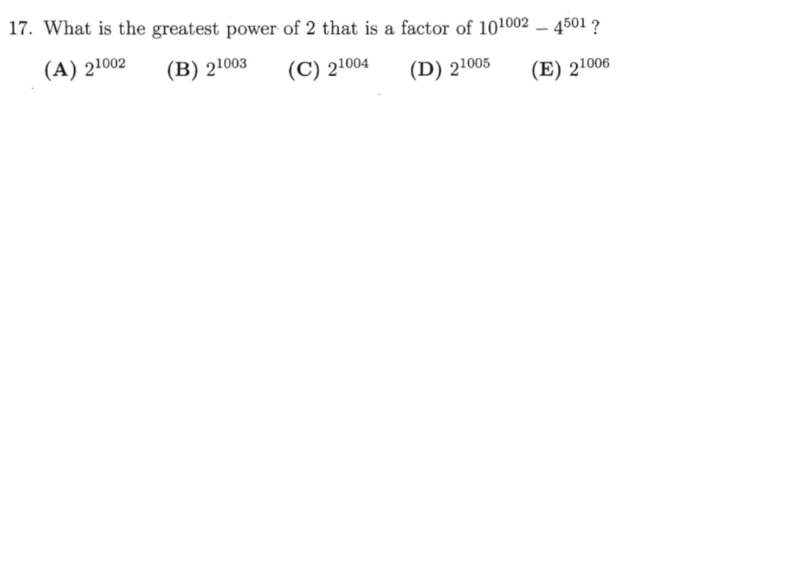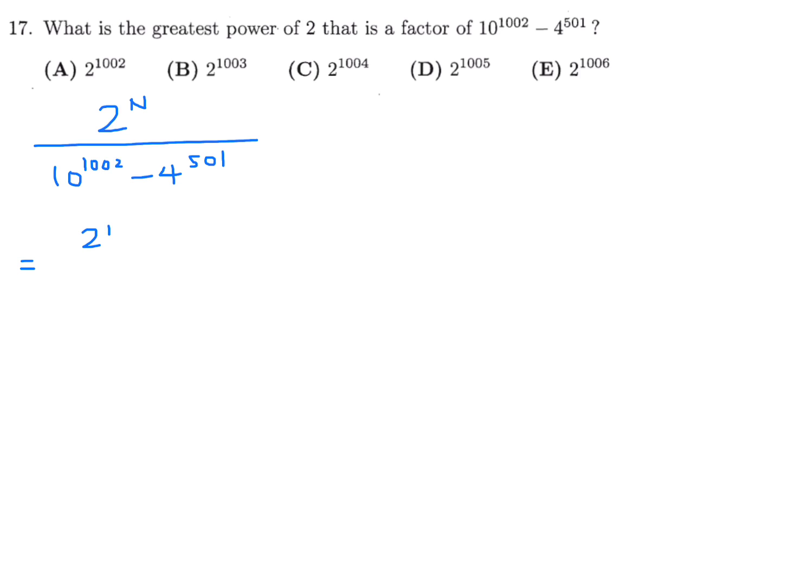What is the greatest power of 2 that is a factor of 10 to the power of 1002 minus 4 to the power of 501? So we want some power of 2, 2 to the power of n, to be divisible by this big number here. All right, so let's see what we can do.